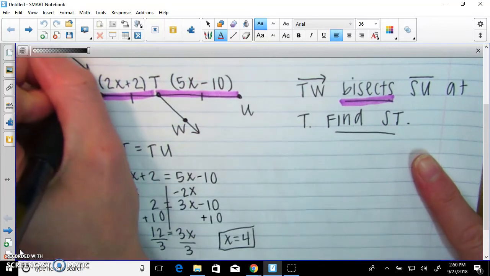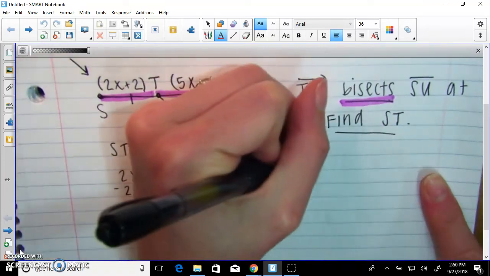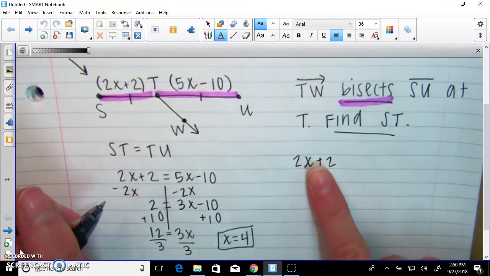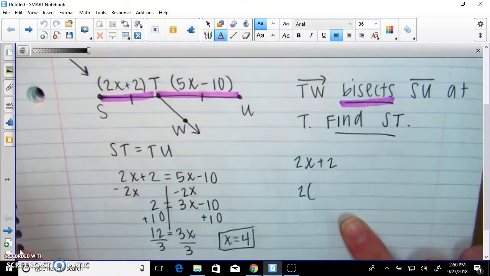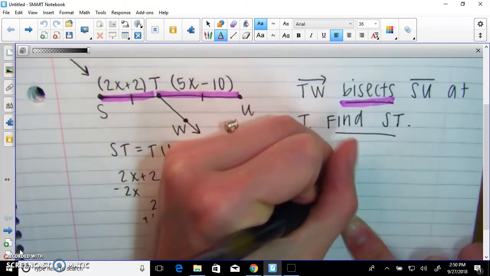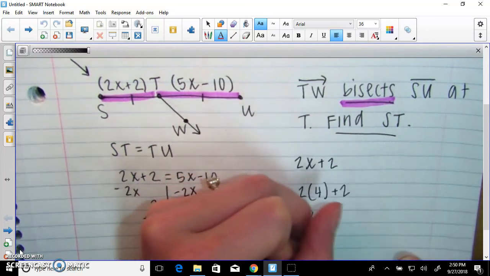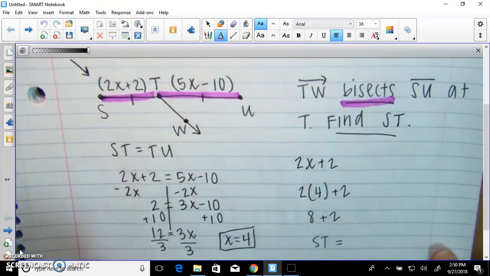So remember, ST was 2x plus 2. So we're going to use our x value. So 2x plus 2, we're going to use x equals 4 to plug in. So 2 times 4 plus 2 leaves us with 8 plus 2. So ST is equal to 10.